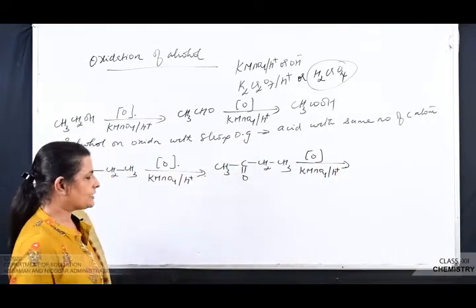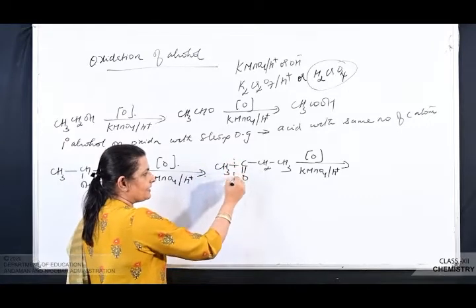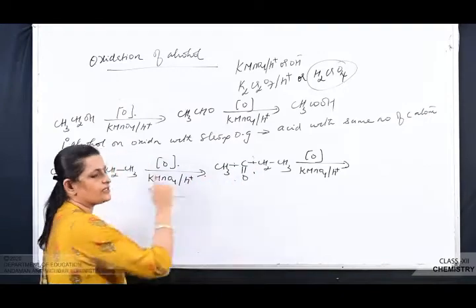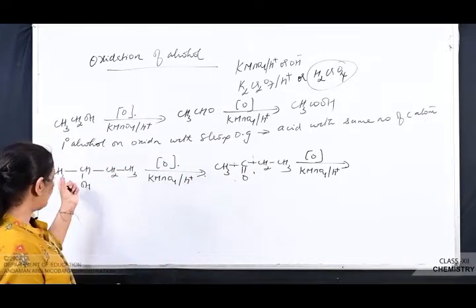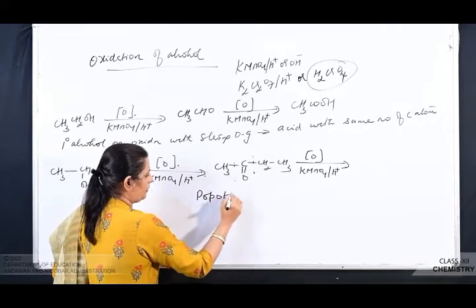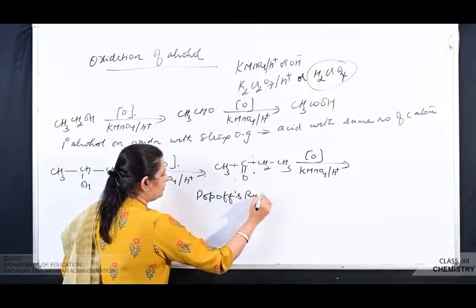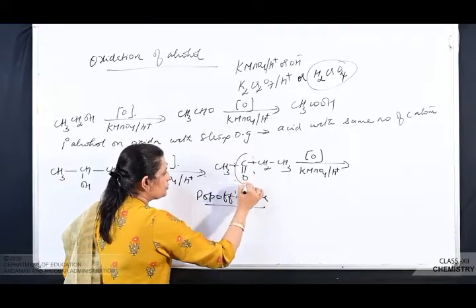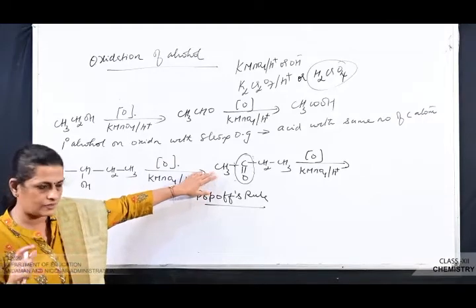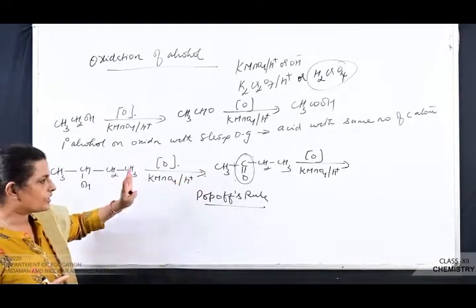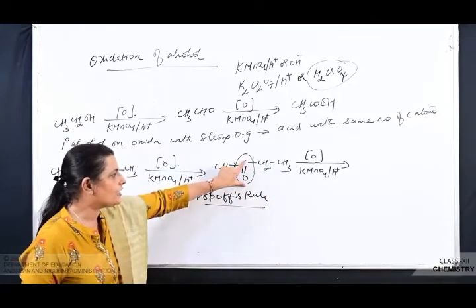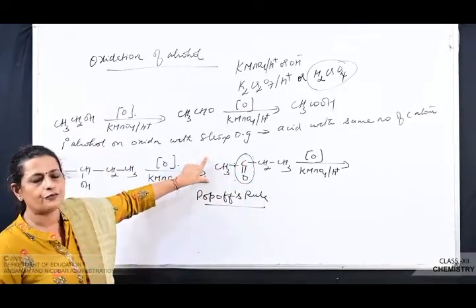Now here you see the bond cleavage can take place either here or here. One thing to keep in mind is why I have taken an unsymmetrical ketone alcohol. It is based upon a rule known as Popov's rule. What is Popov's rule? The keto group will always remain with that alkyl group which is small in size. Is it clear? So during oxidation of an unsymmetrical ketone, the keto part will always remain with the alkyl group which is small in size.